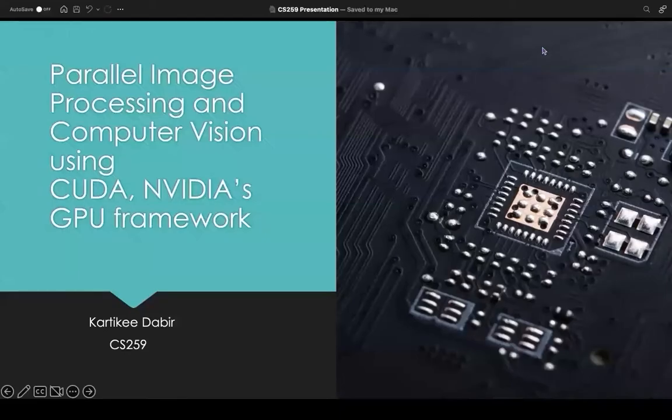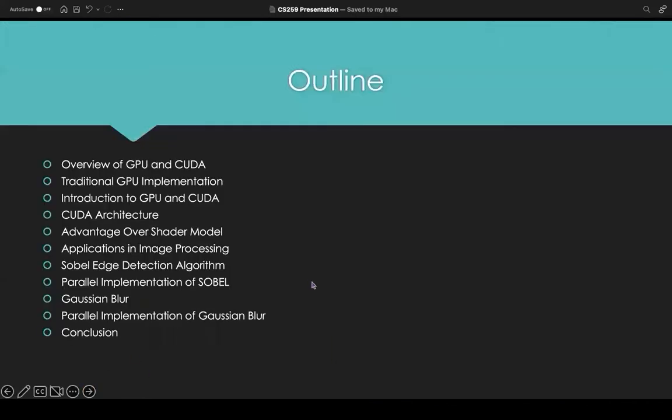Hi everyone. Our topic for today is parallel image processing and computer vision using CUDA, NVIDIA's GPU framework. My name is Kartiki and today I will give you a brief outline of the topics we are going to cover. We start with understanding the traditional GPU implementation.